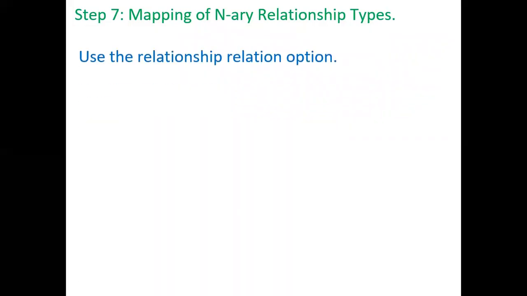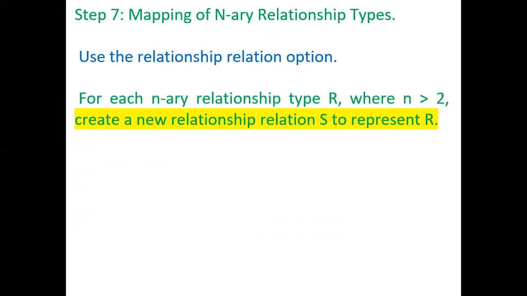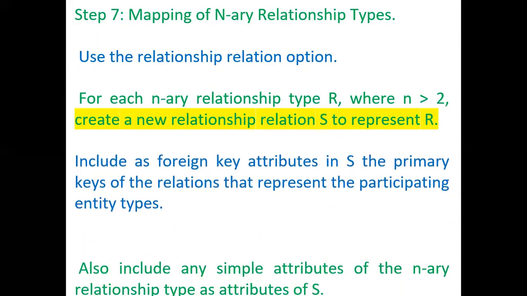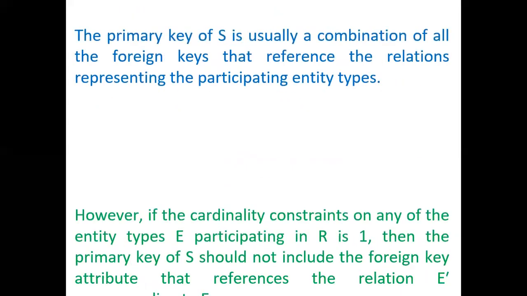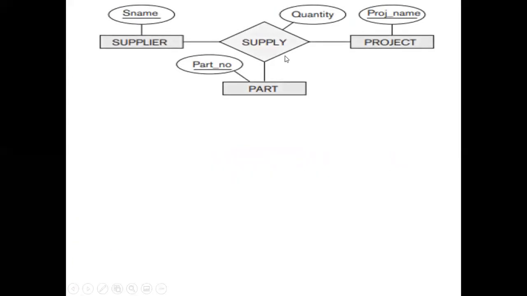In the final step we have mapping of N-ary relationship. It means if the number of participating entity types is more than 2, then that is referred to as N-ary. So in N-ary relationship type mapping, the relationship itself will be converted to a new relation, a new table. So for example, here I have supply as a ternary relationship.